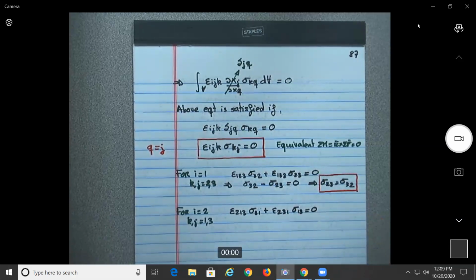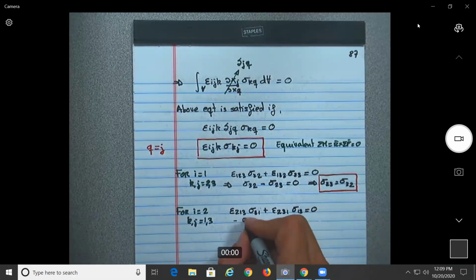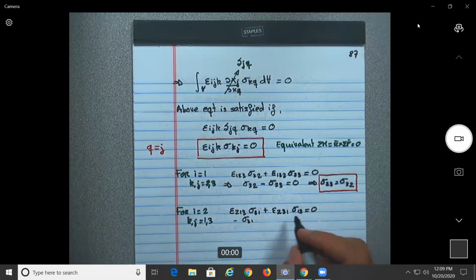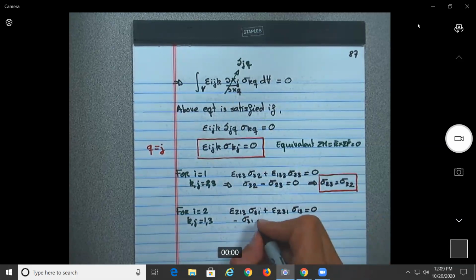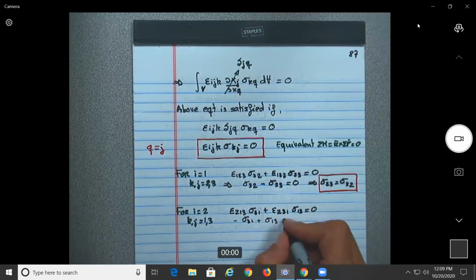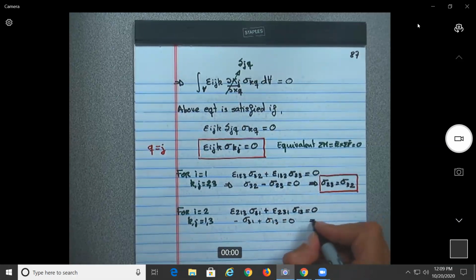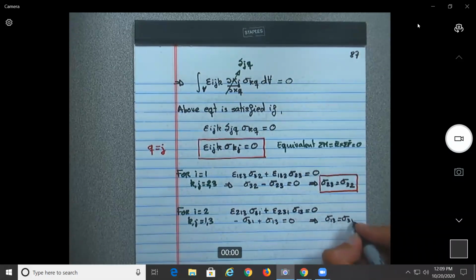So basically, oh wait, I put the same thing here. No, 2, 3, 1. So 2, 1, 3. This one should then be negative. This time I change it, so it should be minus sigma 3, 1 plus sigma 1, 3 equal to 0. But again, this will mean what? Sigma 1, 3 equal to sigma 3, 1.